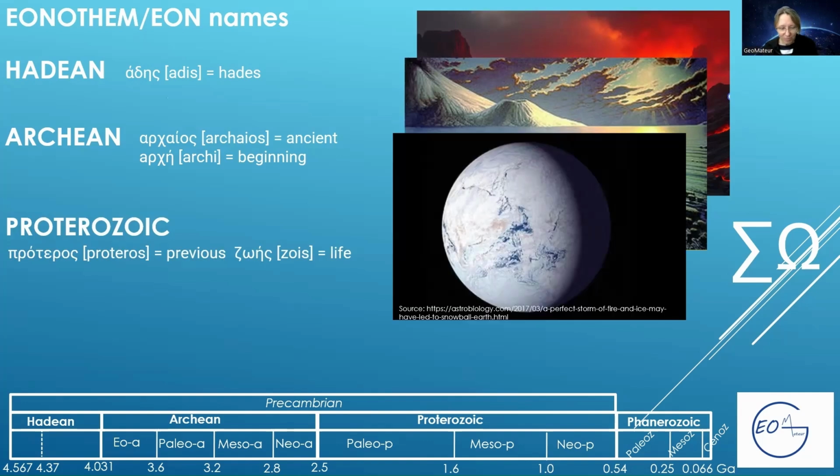Proterozoic comes from the words proteros, meaning previous or early in Greek, and zois, life. And the accumulation of O2, of molecular oxygen, shaped significant changes in the planet's atmosphere.